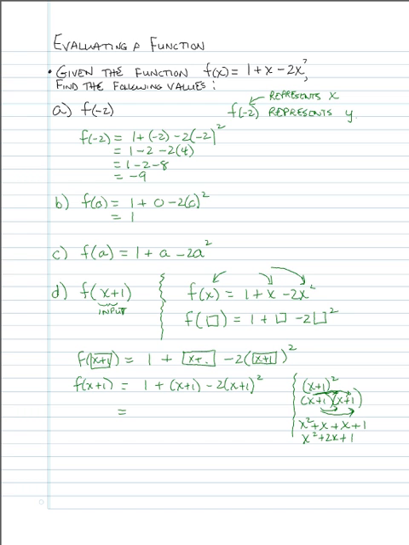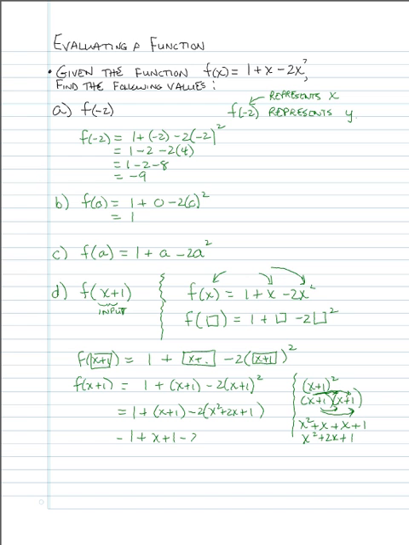So when we're evaluating f of x plus 1, we have the 1 plus the x plus 1, that was the replacement for x above, and then minus 2, but when we square x plus 1, we get x squared plus 2x plus 1. And so the negative 2 is going to multiply that result of squaring x plus 1. And now we just begin to simplify. The x plus 1 parentheses in that first case are not really necessary. We'll distribute the negative 2.